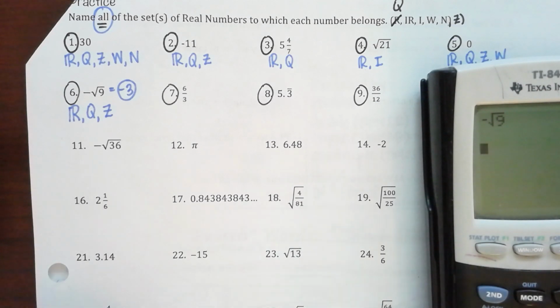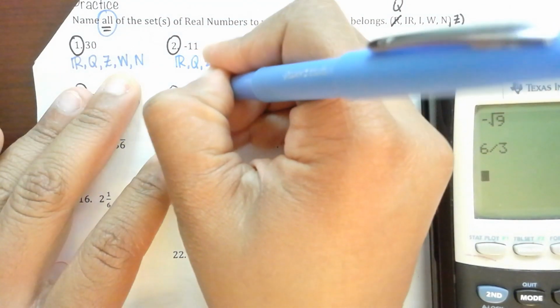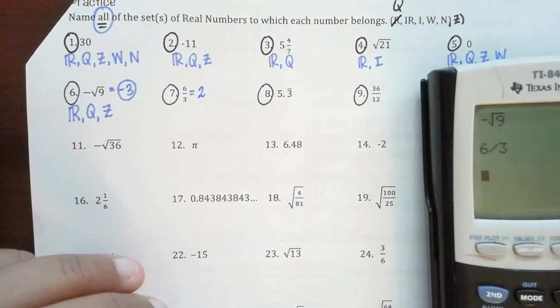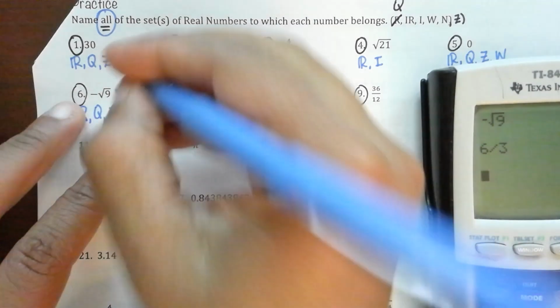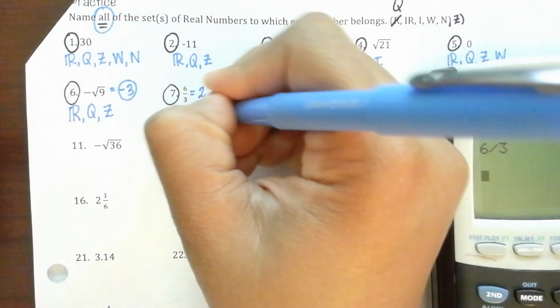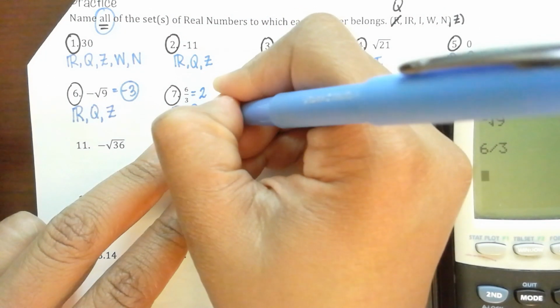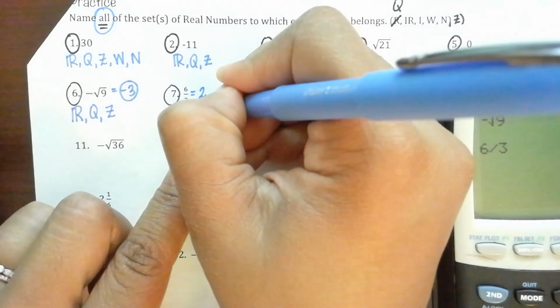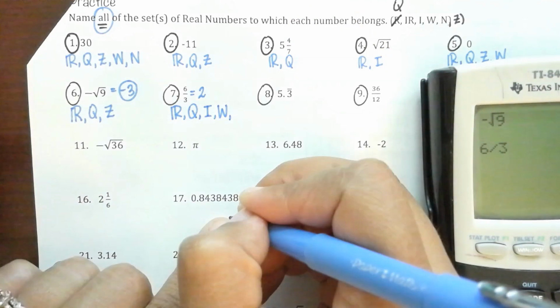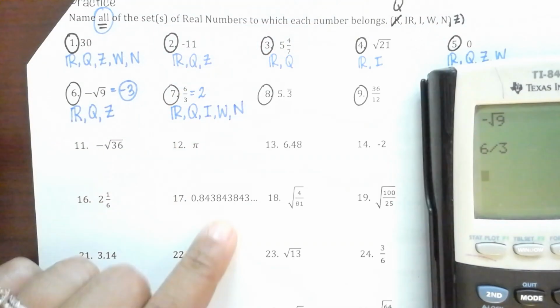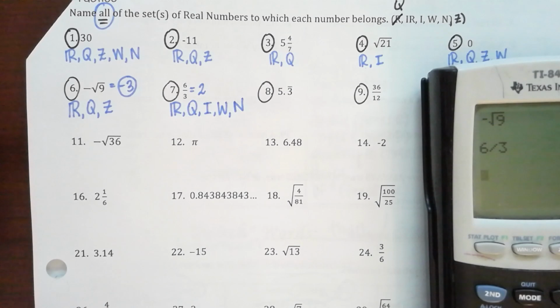Looking at the next one, should I type that in? Yep, so type in 6 divided by 3. 2. So we should be looking at 2, correct? Yes. All these numbers are what? Real, so should have an R. Then, rational, because it's written as a fraction. Then, integer, because that's a positive whole number. Then, whole, because it's a positive whole number. Then, natural, because can you count to 2? So you should have 5 letters there.